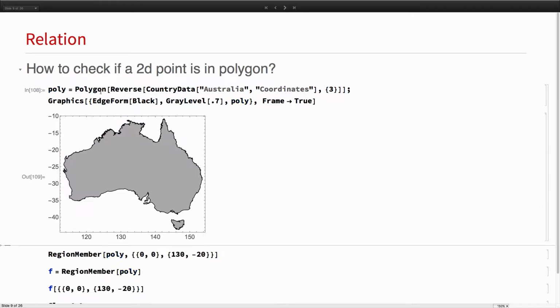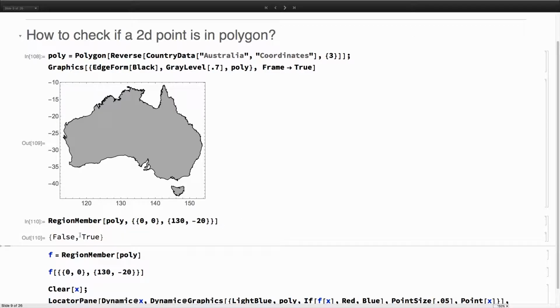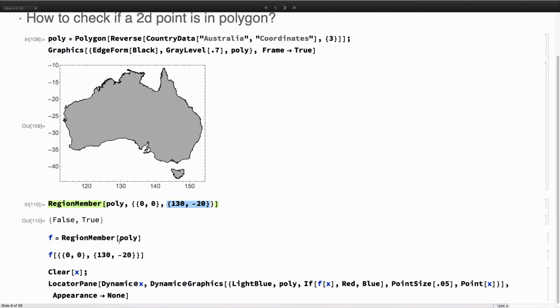So here's the example. I just pulled out country data. This is the polygon of Australia. And I want to check whether some point is inside of this polygon or not. So here's the function RegionMember. What it does is, the first argument will be the polygon, or any region, and then this point or one point, and it gives true or false. See, this one is not in, this one is in, so false and true.